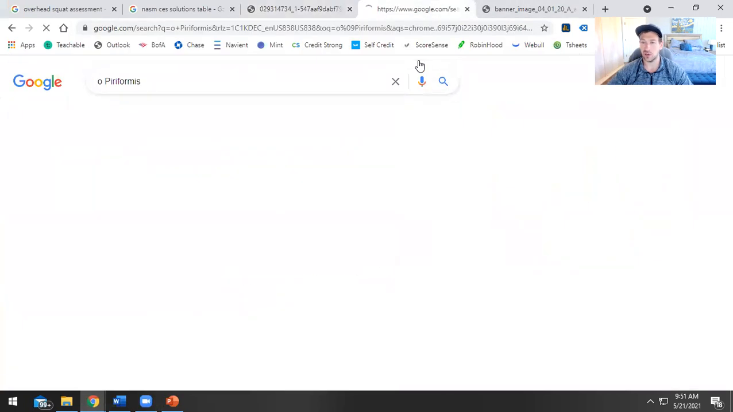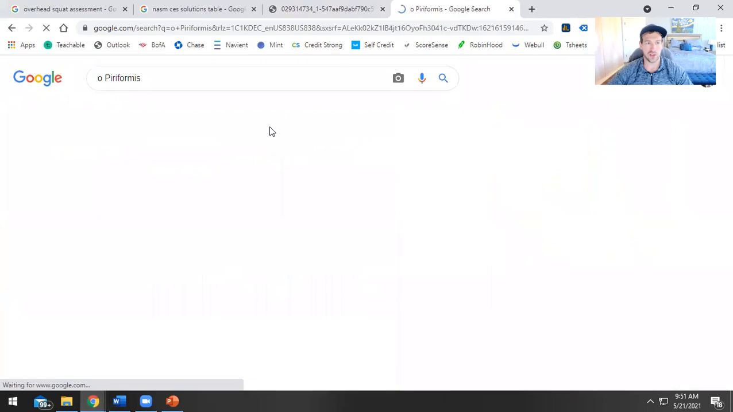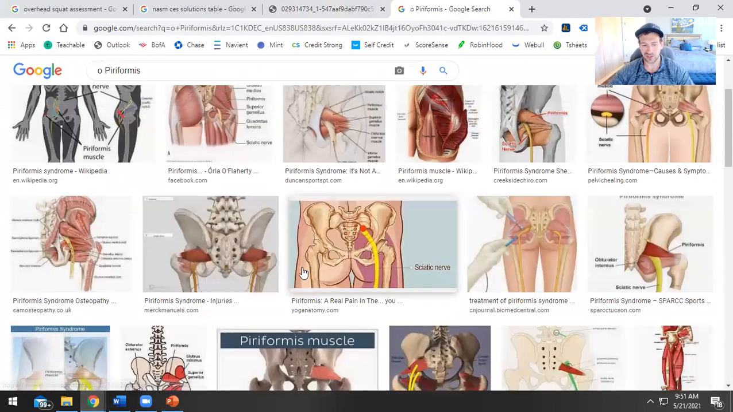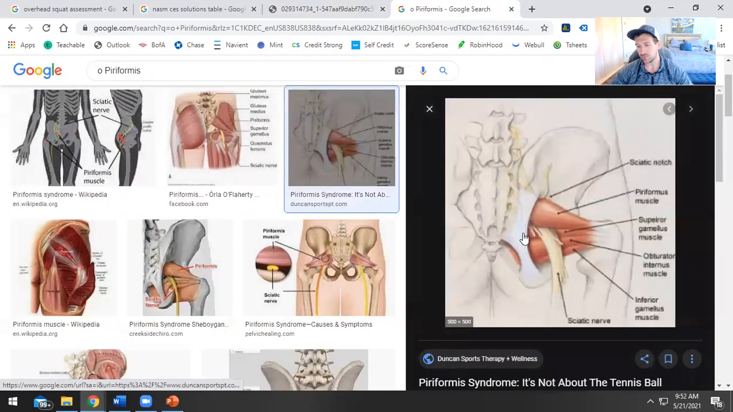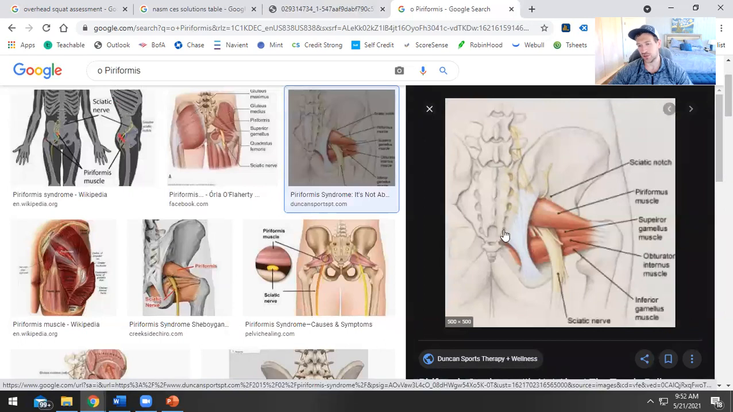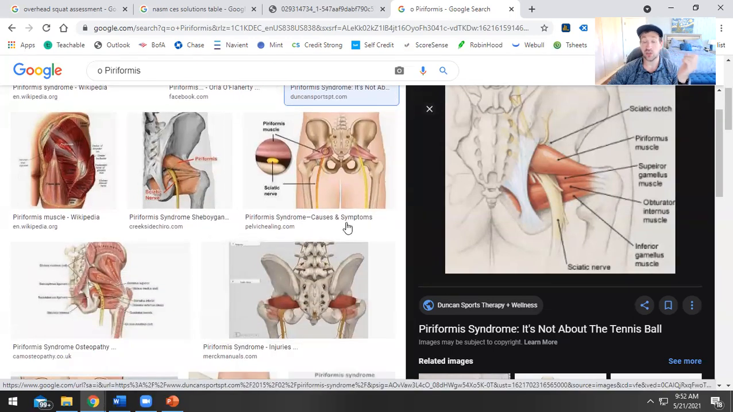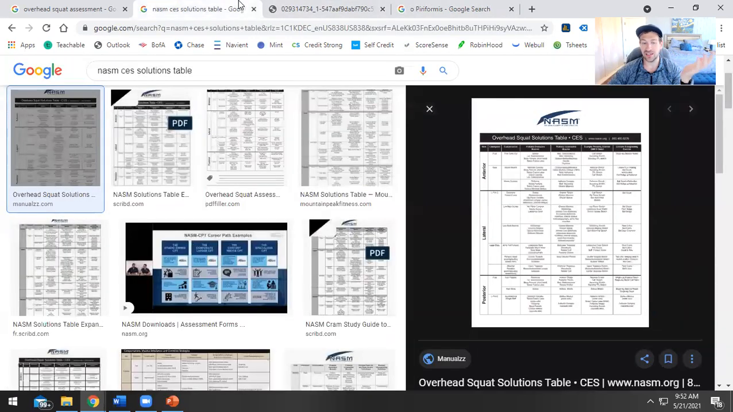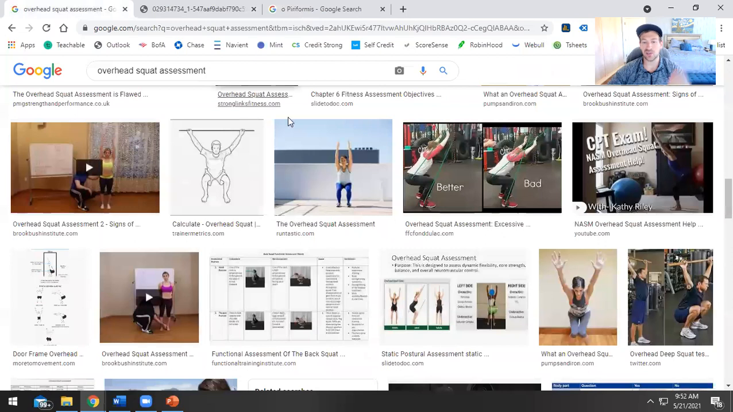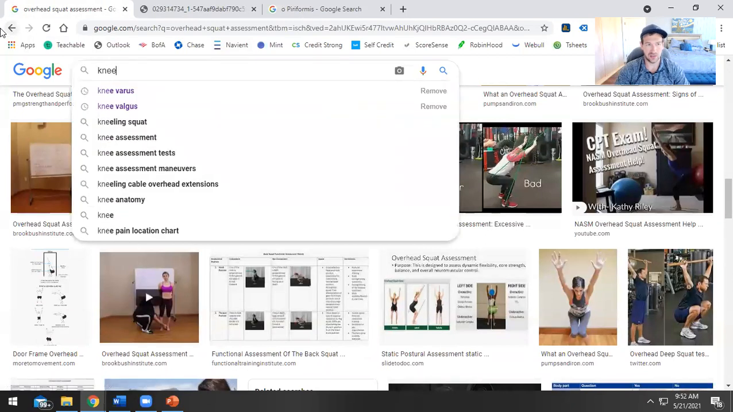Your piriformis is a little short stabilizer muscle that lives underneath your glutes, right back here. It attaches from your sacrum to your femur. It does a slight amount of hip abduction, which is why we're seeing this with the knees caving out. That is sort of abduction there, right?